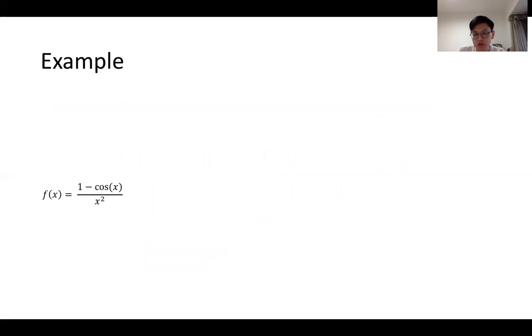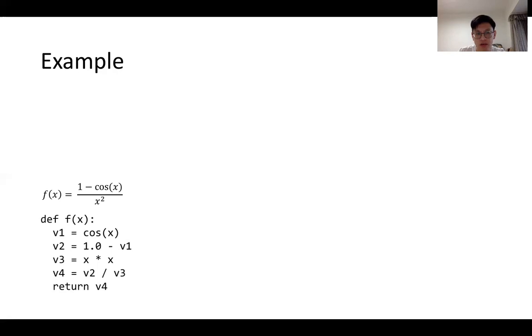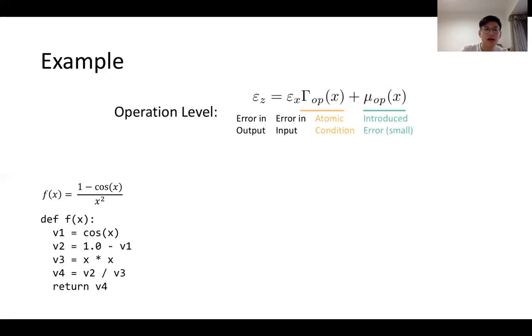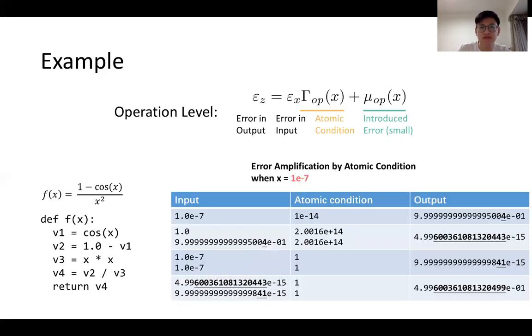Here we use an example to show the relation between the atomic condition and the floating point errors. This is the example function and also an example program here. We know that at the operation level, for each operation, the error in the input will be amplified by atomic condition, and also add an introduced error that together becomes the error in the operation's output. And for a specific input, 10 to the minus 7, we check this step by step.